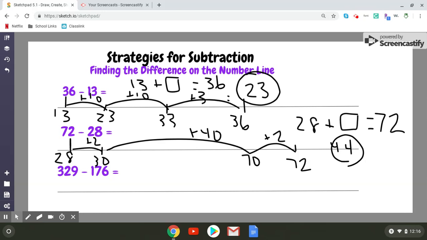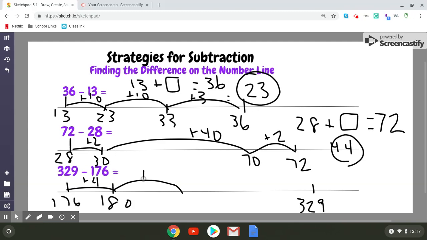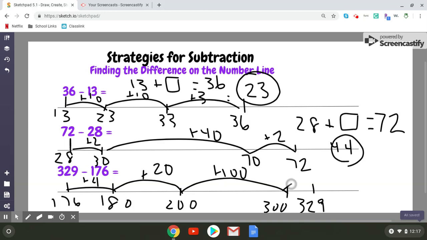Okay, trying that again. For my larger numbers, I'm going to start here with 176, and I'm going to count up to 329. So using that same strategy that I used in the second problem, I would add 4 more to get to 180. And now I would add 20 more to get myself to 200. That's an easy place to work from. And then I can add another 100 to get to 300. And then I have to add 29. I can add 20 and then 9 more, or I can add it all as one group.